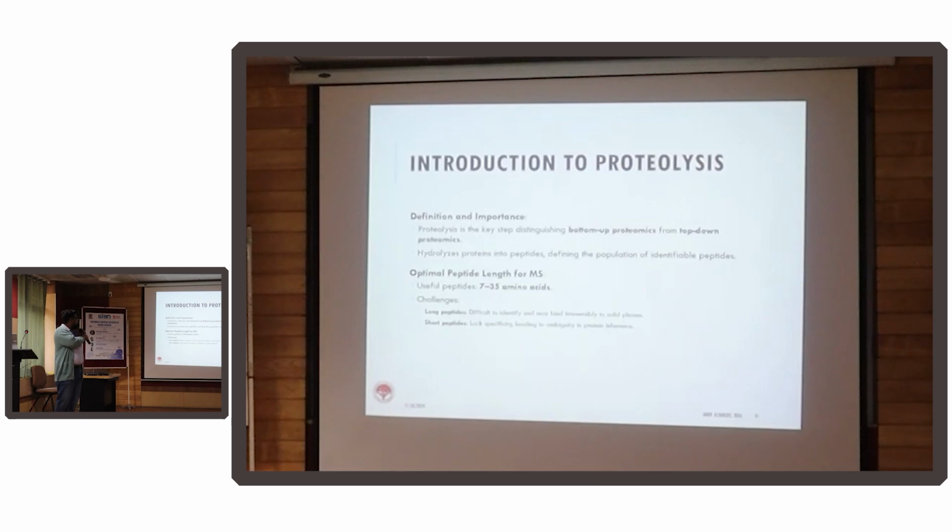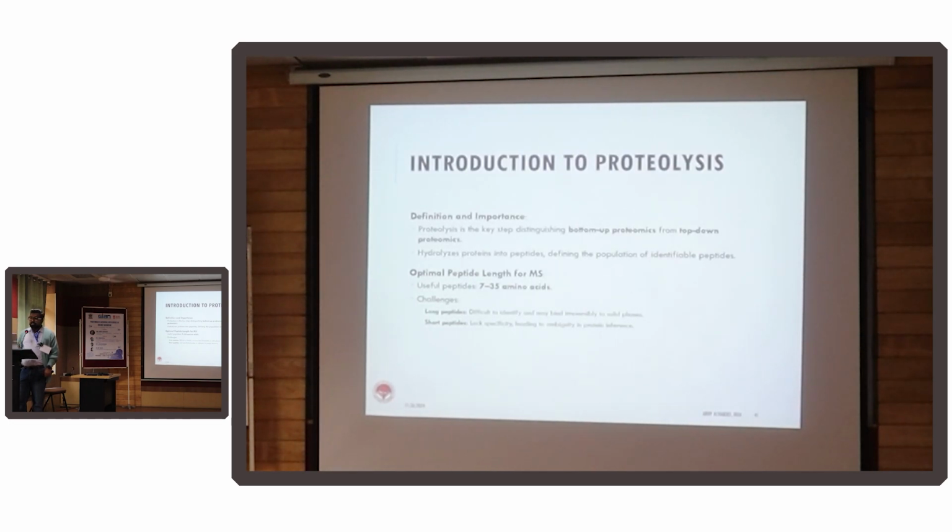The optimal peptide length for mass spec is usually 7 to 35 amino acids. One of the challenges is that if it is a very long peptide, it is very difficult to identify and it might bind irreversibly to the solid phase extraction methods that we will use later. If it is very short, just like those familiar with primer design, if your DNA primer is very short, it loses specificity. If your peptide is very short, that peptide could be any peptide.